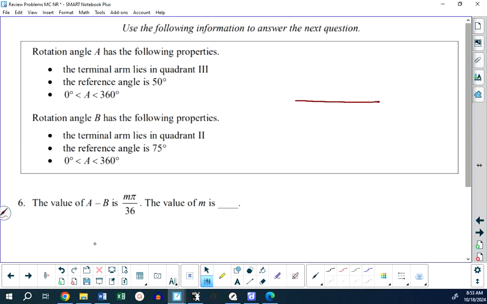However, you ought to be able to figure out that if this is 50 degrees, then the rotation angle A is 230 degrees. How is my arithmetic there? I have to take 180 degrees and add that 50 to give me 230. You see where I'm getting the 230 from? So angle A in degrees is 230 degrees.